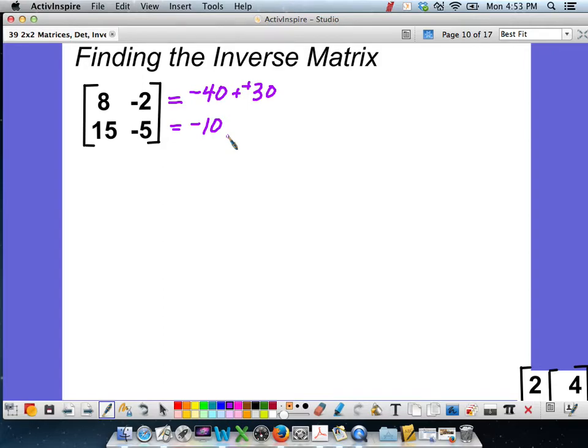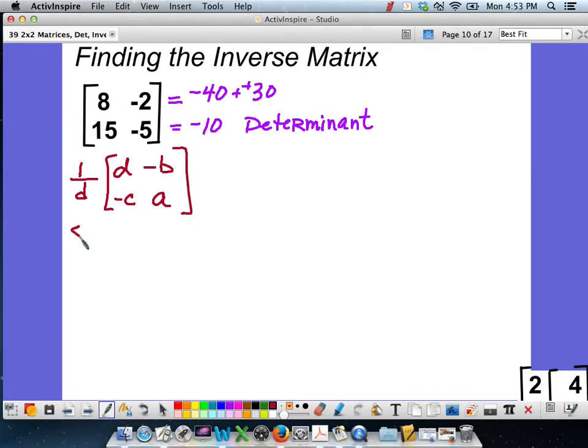Next, we're going to take that determinant, and we're going to put 1 over the determinant to find the inverse. So this was my determinant, negative 10. Now we're going to use that, and we're going to put 1 over the determinant, and then we're going to multiply that, and we're going to swap A and D. We're going to swap those two numbers, and we're going to change the sign of B and C.